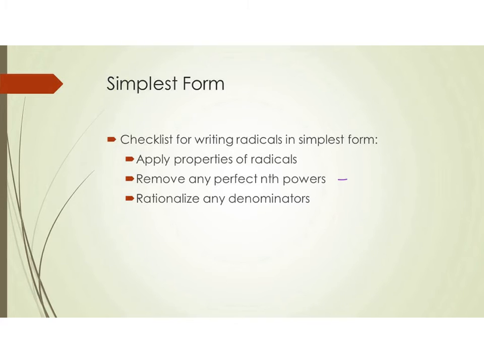I mean, and that goes back to even when we were doing just square roots. If you have the square root of 24, that can simplify. I can take out the square root of 4, and you're going to get your 2 square root of 6. So you're simplified when you've removed all of those perfect nth powers. And we also need to remember to rationalize any denominators. You can't keep those square roots in the denominators.